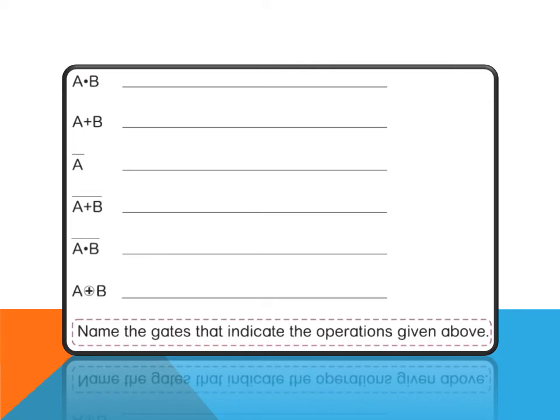Now here is a question. Name the gates that indicate the operations given above. See, the first one is A multiplied by B, that is A dot B. The second one is A plus B. Third one is A bar. Fourth one is A plus B whole bar. Fifth one is A dot B whole bar. And the last one is A, within a circle plus, B.